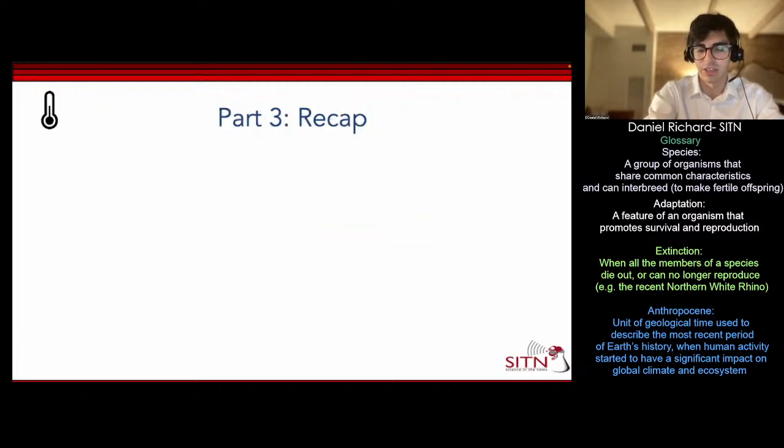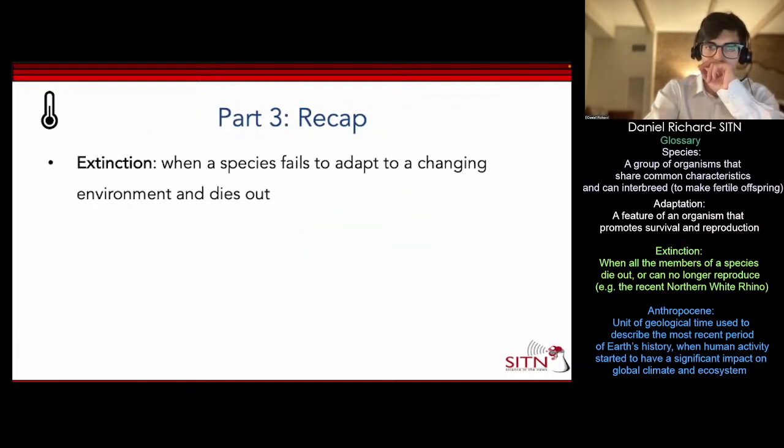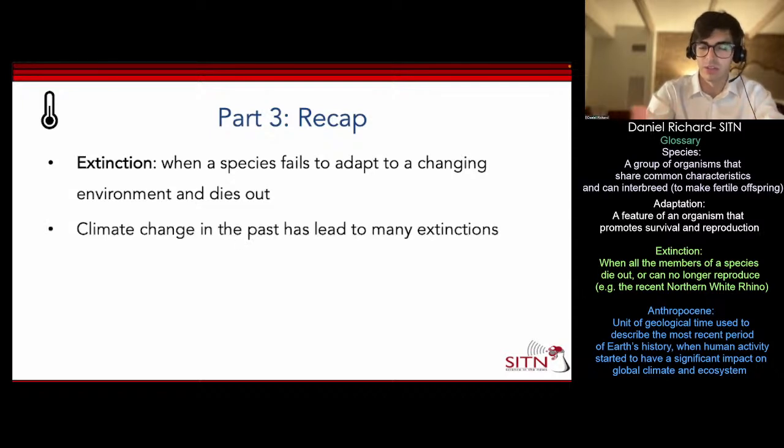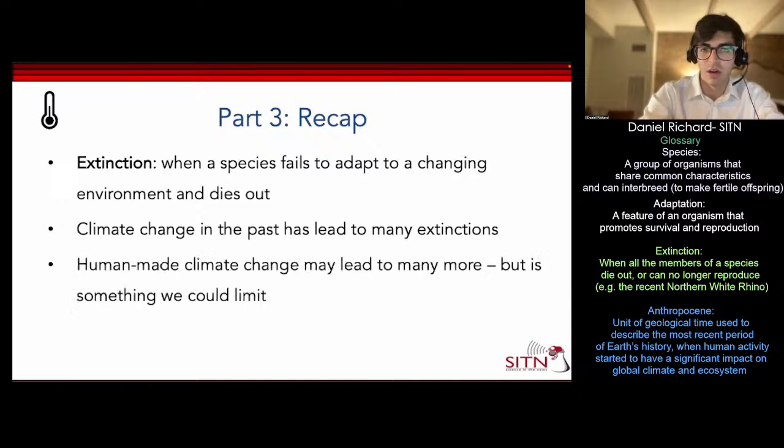And so with that, I'd like to recap this last part. Extinction is when a species fails to adapt to a changing environment and dies out. As I described throughout this talk, climate change in the past has led to many extinctions. Human-made climate change may lead to many more, especially given how large and how rapidly it's happening. But there's some potential that if we limit how much of this climate change actually comes to fruition, we can limit the degree of extinctions that we see on the Earth.